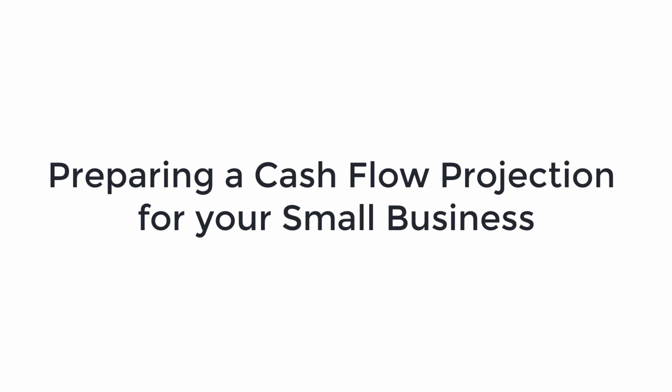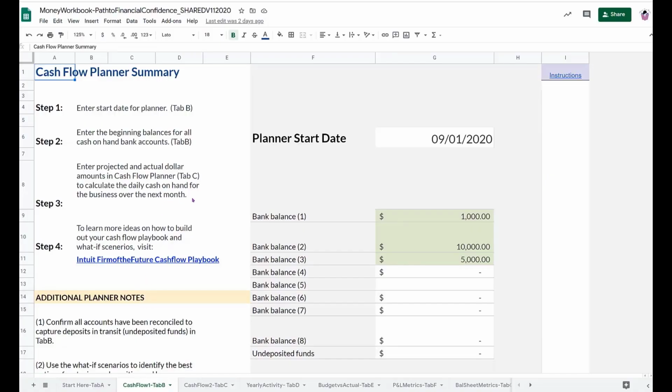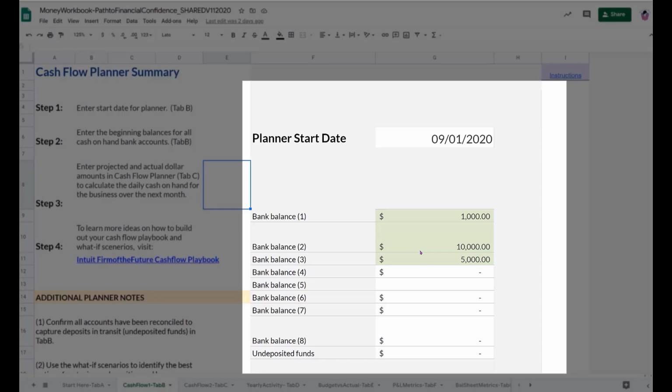If we start at the cash flow tab, essentially what this is, it's a cash flow planner. So that way you can see how much cash you will have after you have money coming in and you have expenses or any other kind of money going out. Essentially, this is the summary page. So this is where you get started.